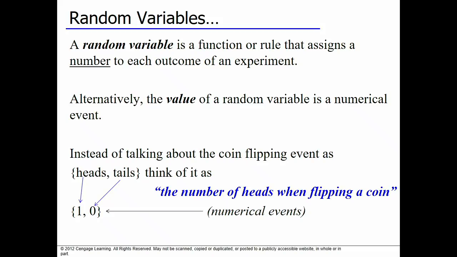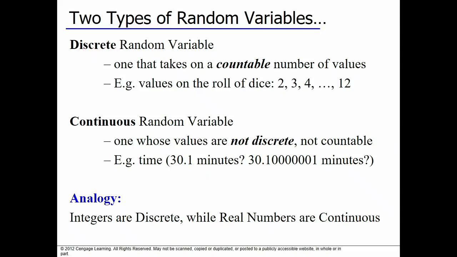So we're going to talk about two different types of random variables. And the first one is a discrete random variable. And the discrete random variable means it's countable. Continuous means uncountable. So let me give you an example.